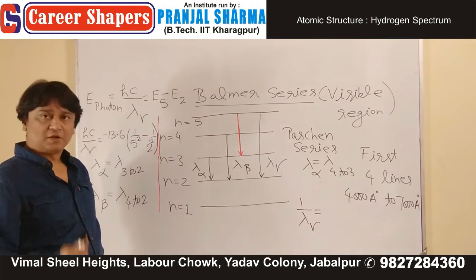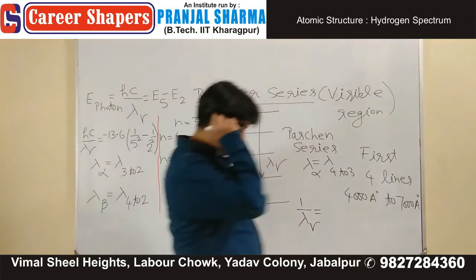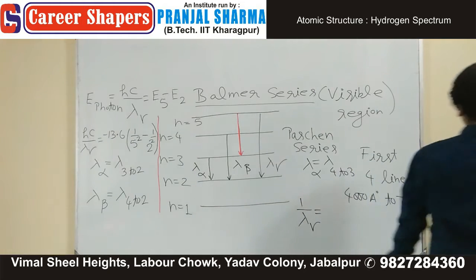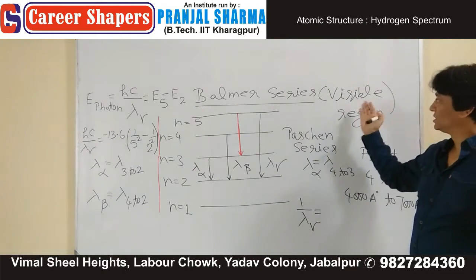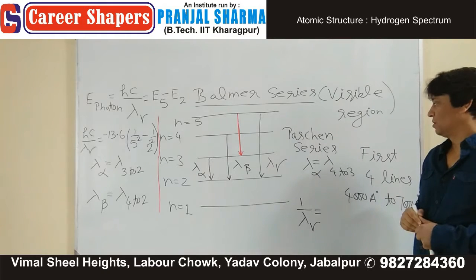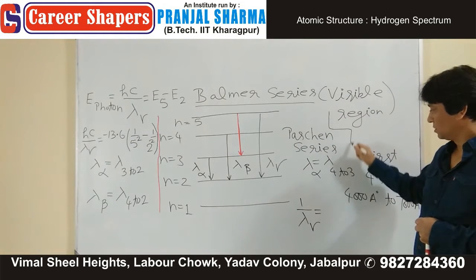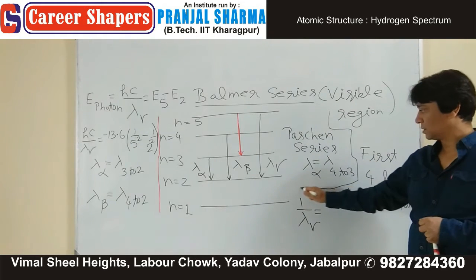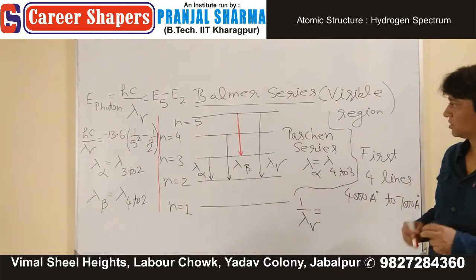Now, can you answer this? The first one was in the ultraviolet region. This one, Balmer, is in the visible region. What about the Paschen series? In which region is the Paschen series going to lie? Answer this fast.